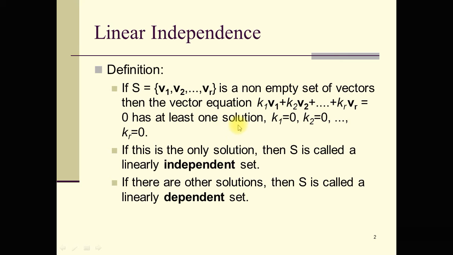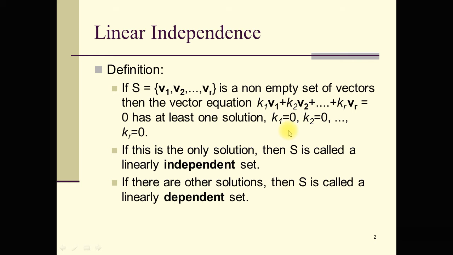So at least one solution means that this system already has the zero solution, and we check whether this system has a non-trivial solution. Non-trivial solution means we check whether this system has other solutions additional to the zero solution.